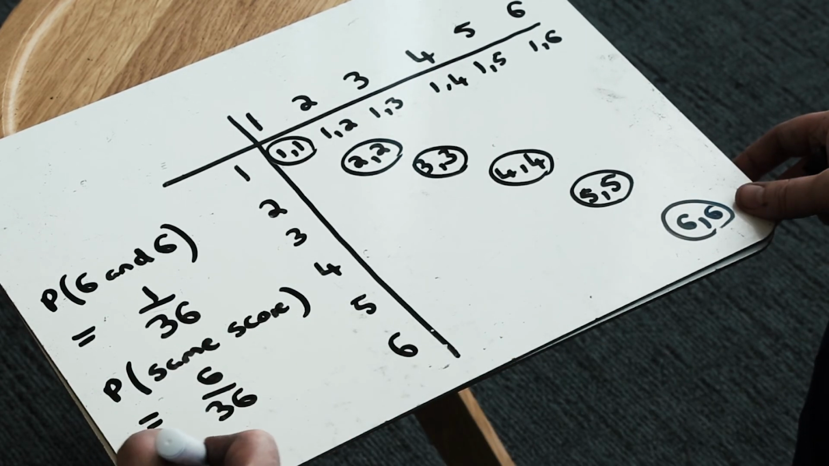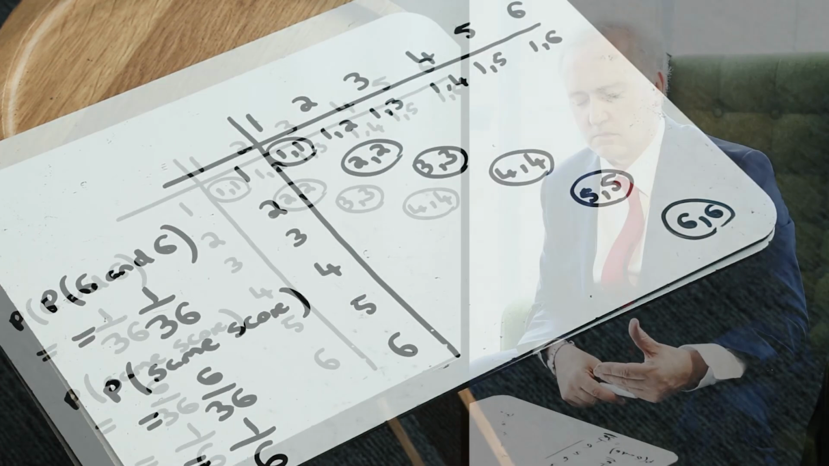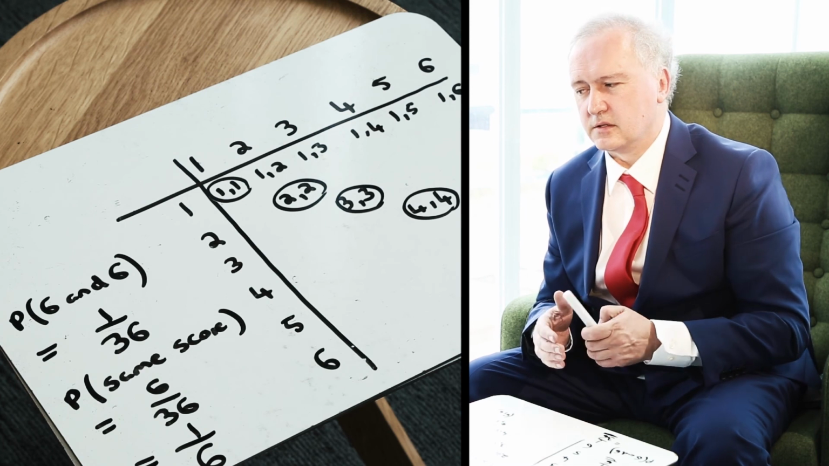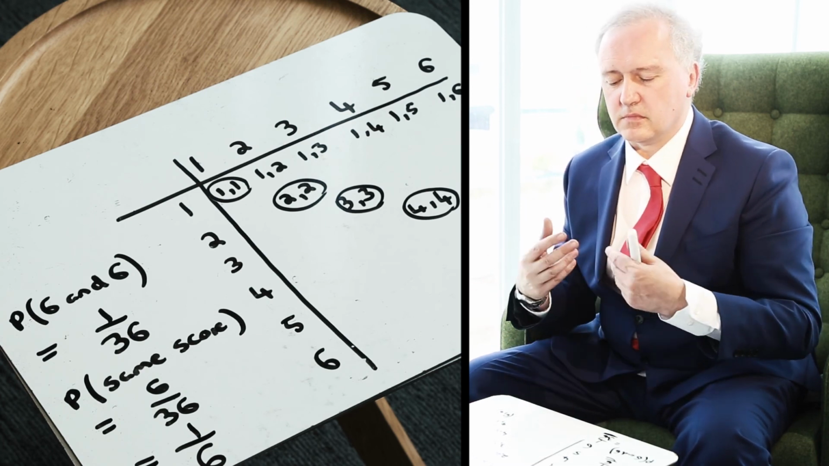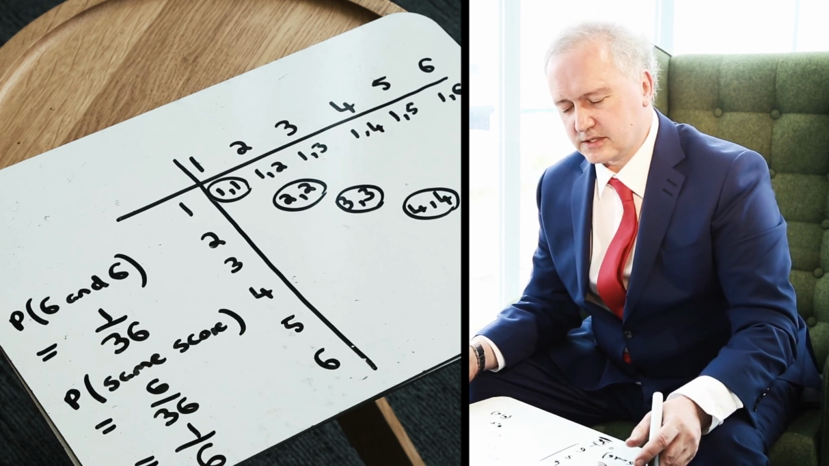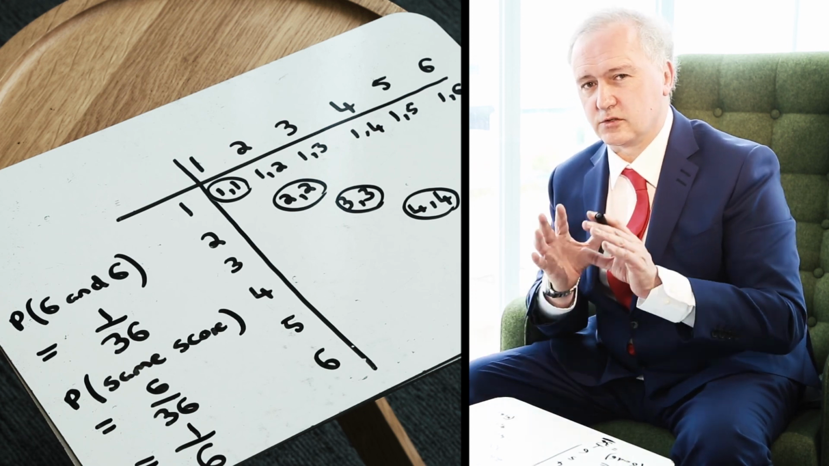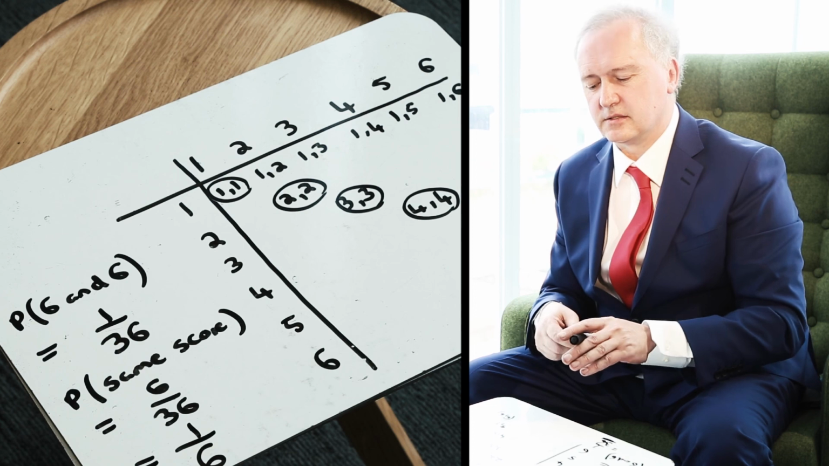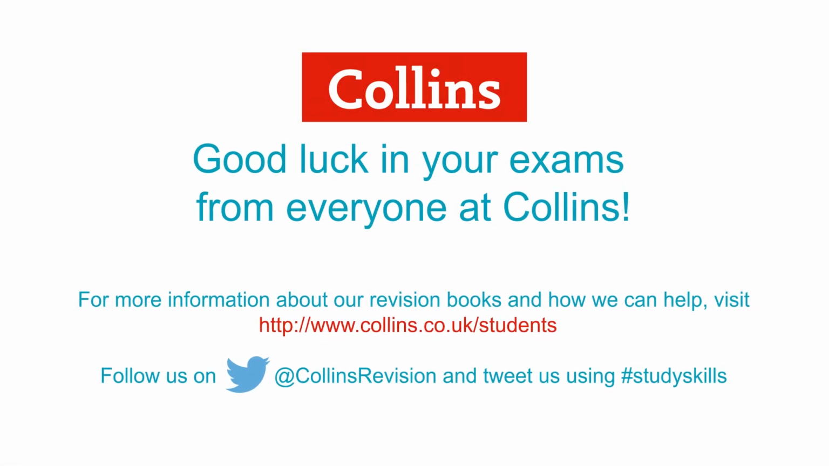So with probability questions, if you show a nice, clear, concise method, and you remember that the key formula is the number of successes divided by the number of outcomes, probability questions shouldn't be that difficult. So if a question like this comes up in the exam, think clearly, think methodically, think about the total number of outcomes and the number of successes, and hopefully the full marks will be yours. So best of luck for this question from the Collins team.